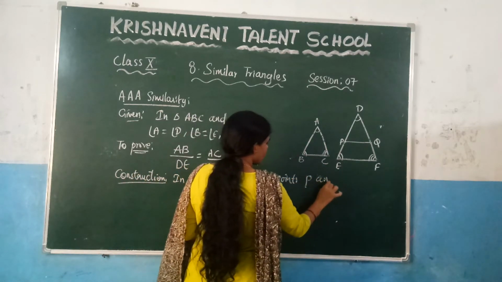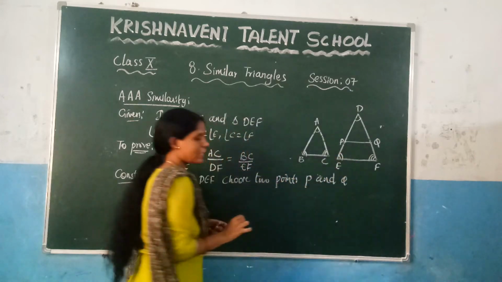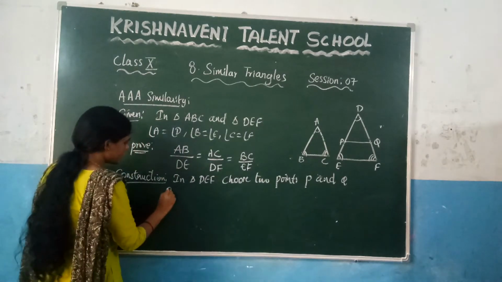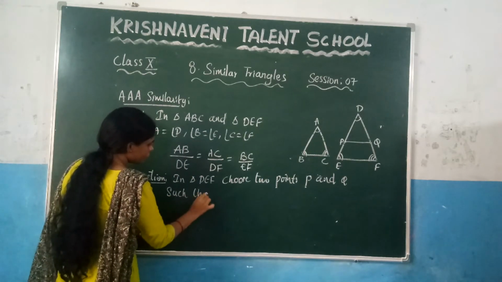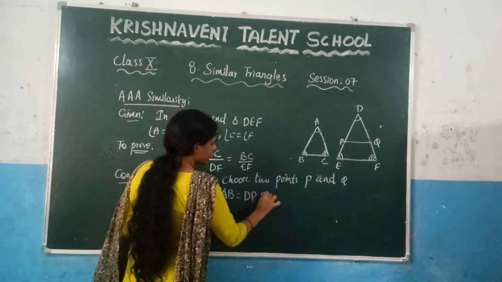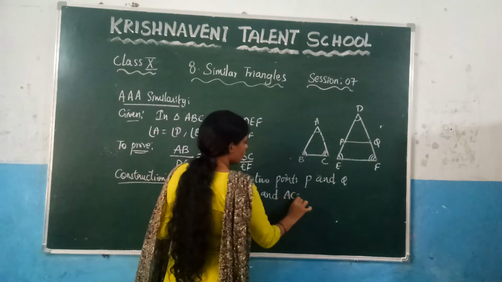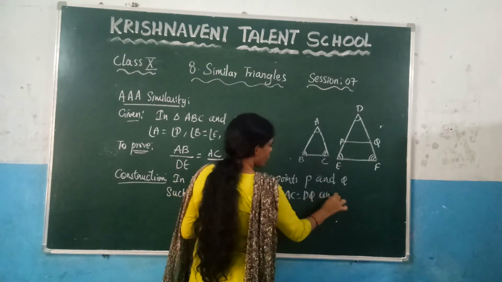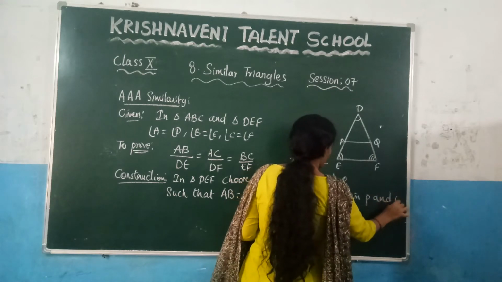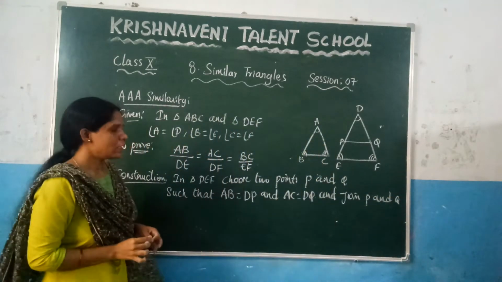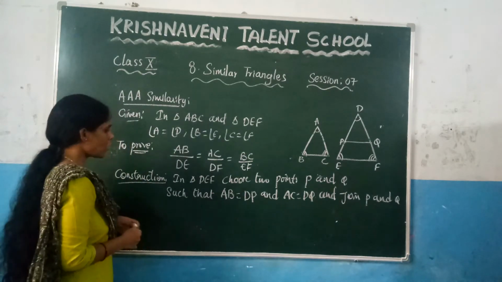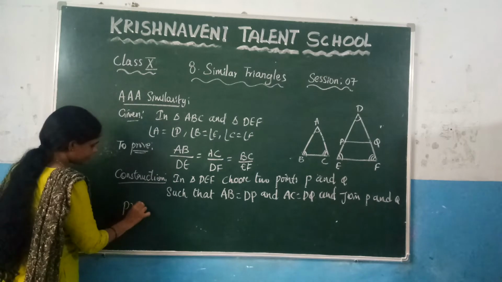P and Q. How we are choosing these 2 points in this triangle such that the length of AB must be equal to the length of DP. So write it here such that AB is equal to DP and AC is equal to DQ. And after that what we need to do, join P and Q. After choosing these 2 points and making the length of the line segments equal, we have joined the points P and Q. Now we are going to prove this theorem.